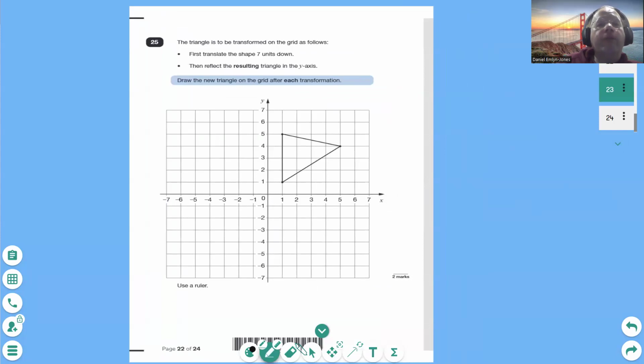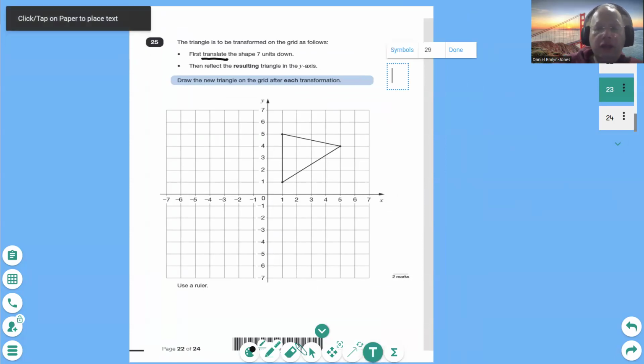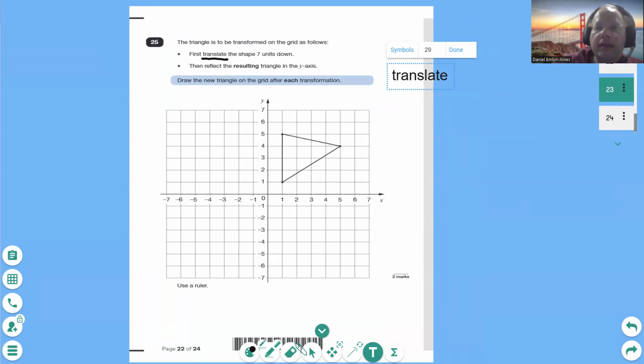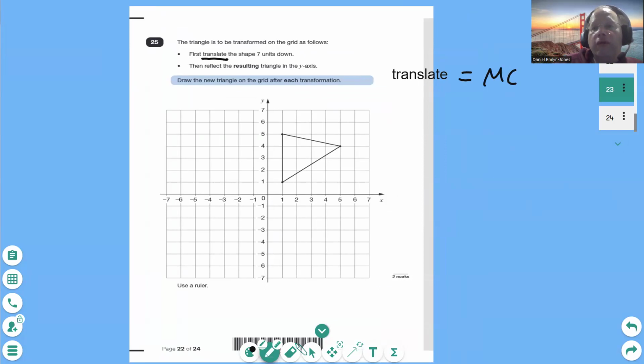Okay, question 25. The triangle is to be transformed on the grid as follows. First, translate the shape 7 units down. Now, when they say translate, it's not like languages or anything. It's a posh word for move. You know, mathematicians, they can't just say move because it doesn't sound complicated enough. So they've got to call it translate. So first, translate the shape 7 units down.